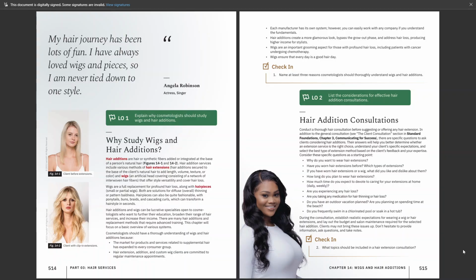During the consultation, establish realistic expectations for wearing a wig or hair extensions and lay out the budget and salon maintenance required for the selected hair addition. Clients may not bring these issues up. Don't hesitate to provide information. Ask questions and take notes. Check in. What topics should be included in a hair extension consultation?